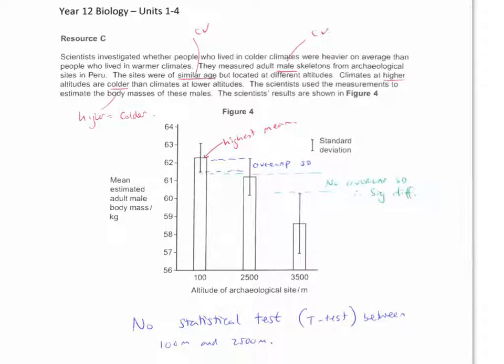But then there are a lot of no points as well for this evaluation. There is not a significant difference between 2,500 metres and 100 metres because the standard deviation bars overlap. There's no statistical test used. Between these means you could have done a t-test, to prove to what level of probability the difference is due to chance. And the other thing as well, there's no sample size on here. We don't know if the results are representative.